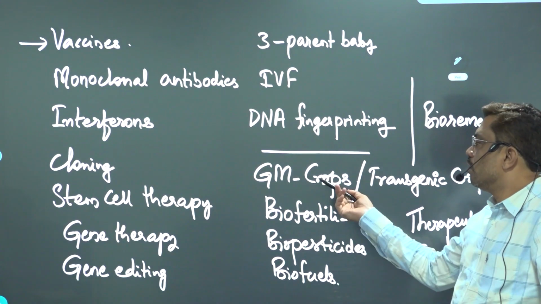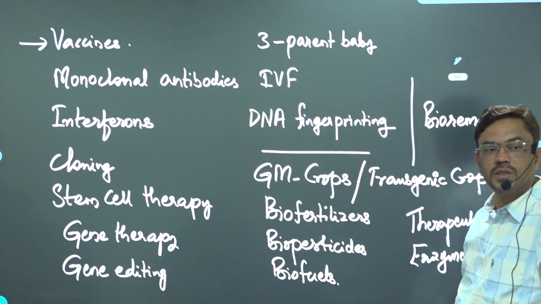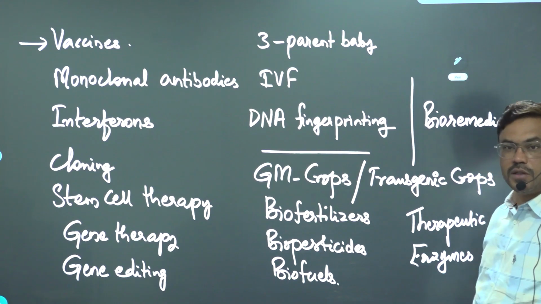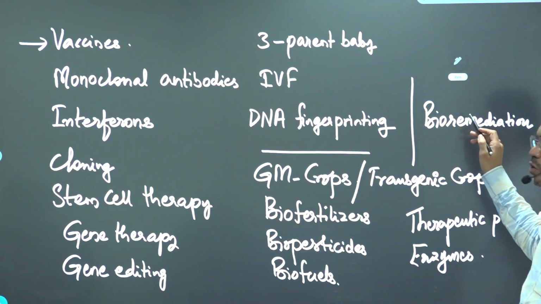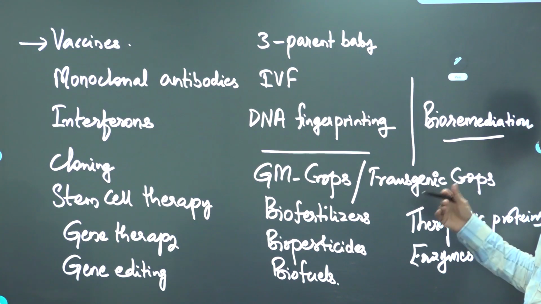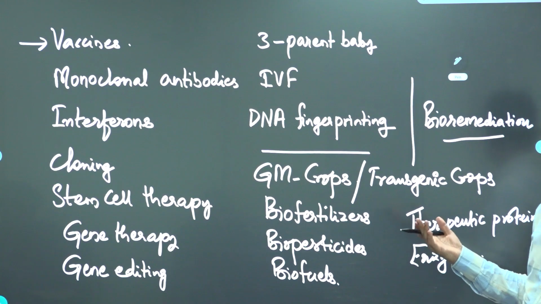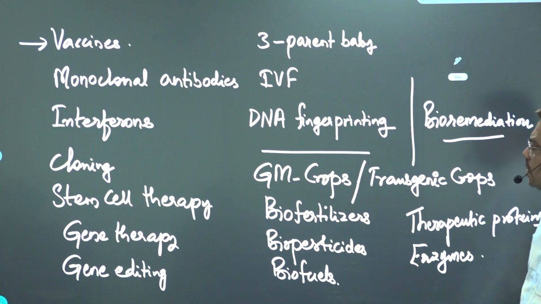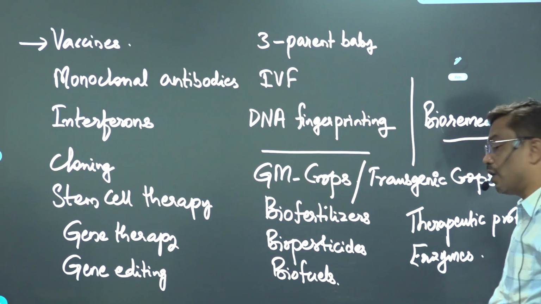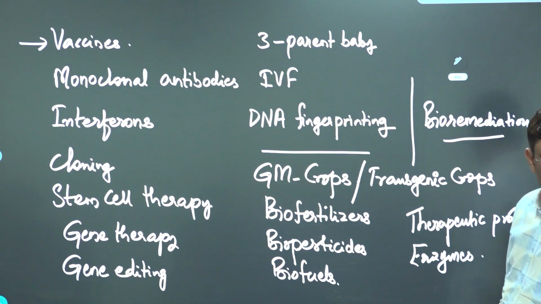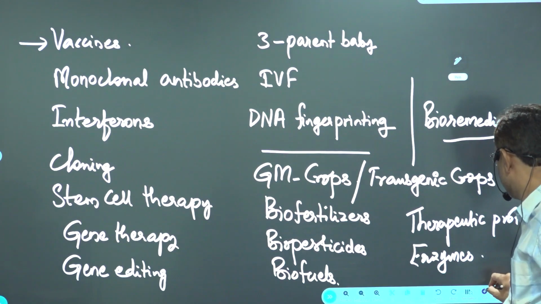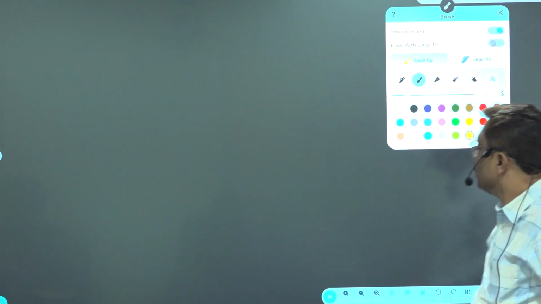Then in agriculture, we are producing GM crops, genetically modified crops or transgenic crops. We are using biofertilizers, biopesticides or biofuels. Then in the environmental cleanup process also, we are using biotechnology, that is called the bioremediation process. And industrially, we are producing therapeutic proteins in large amounts and various types of enzymes. These are the various applications of biotechnology in different fields. So let us see one by one. Let us see the vaccines.